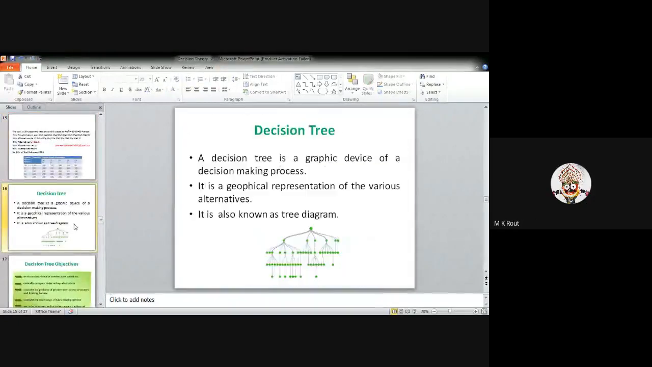The next one is your decision tree. In case of decision tree, it's a graphic device of a decision making process. It is a graphical representation of various alternatives. It is also known as tree diagram. I repeat, it is a graphic device for decision making process, and a graphical representation of various alternatives of decisions, also called tree diagram.